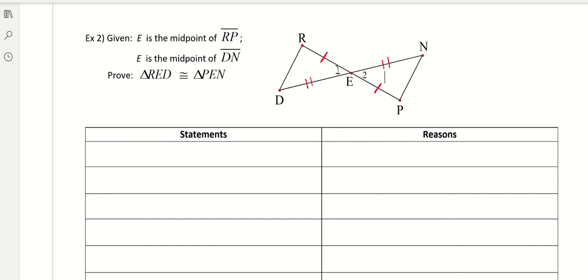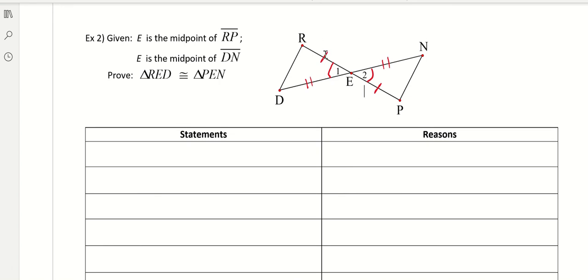Well, angle 1 and angle 2, these are vertical angles, right? So angle 1 has to be congruent to angle 2 because vertical angles are congruent. Do we satisfy one of the two triangle congruency postulates that we have learned so far? We have learned side, side, side. We have learned side, angle, side. Are either of those satisfied here? The answer is yes. Side, angle, side.